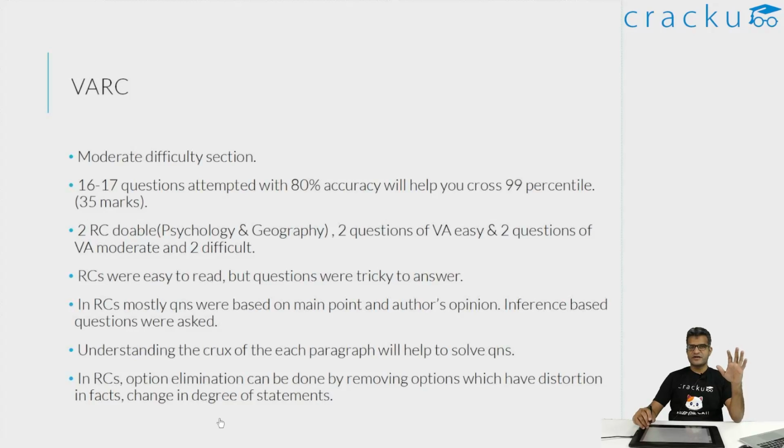The reason for moderateness is because I think verbal ability was definitely on the slightly easier side. The RCs were doable, especially with respect to the psychology and the geography ones. All the RCs I felt were easy to read. Maybe the first one was slightly difficult to read, the fiction one, but the remaining 3 RCs were definitely easy to read. Even the fiction one was not impossible to read. Sometimes you get RCs which are very difficult to read. Here there was no such RC.